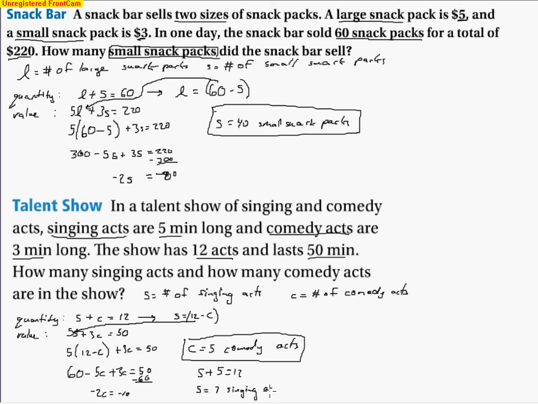So those are the types of problems you're going to see on tonight's homework. Good luck.